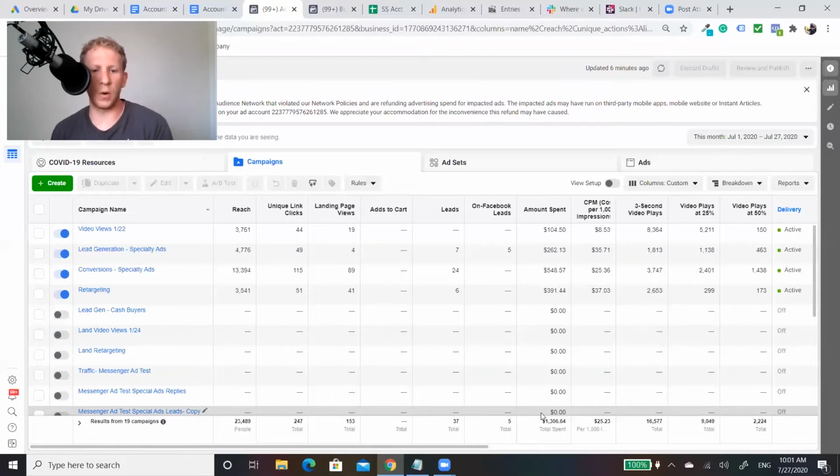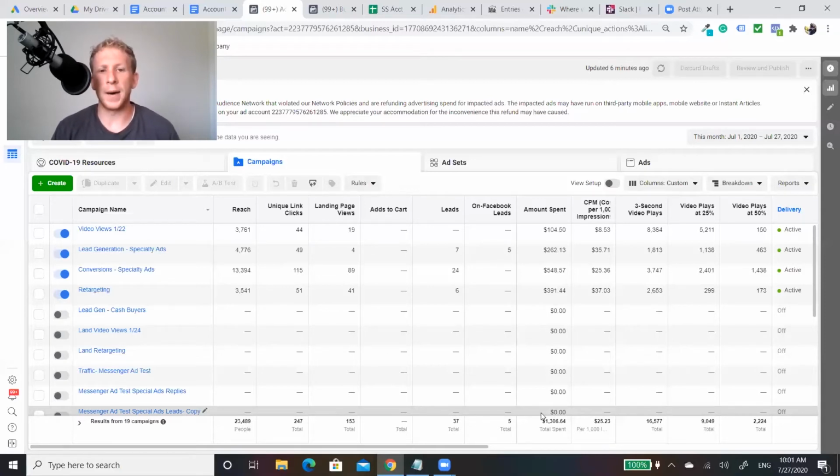As we keep on going, we see, all right, we've got 153 landing page views. Now, the difference between a link click, a landing page view, and a unique link click: unique means that it's just one person. We're not double counting the amount of times that maybe somebody saw multiple ads, clicked on it, went on. It's not all clicks.